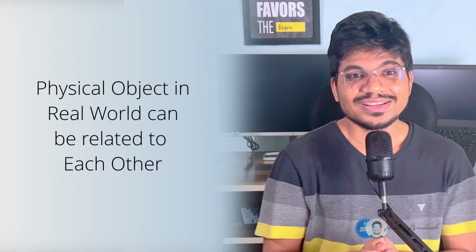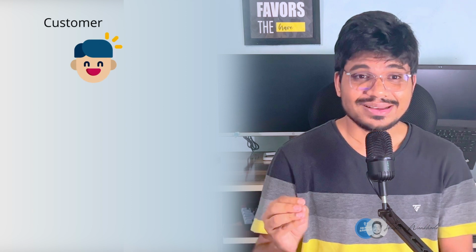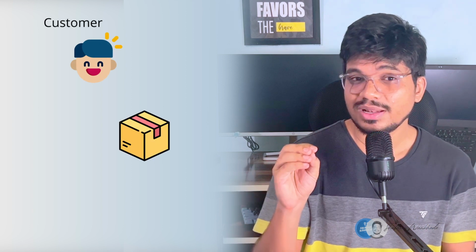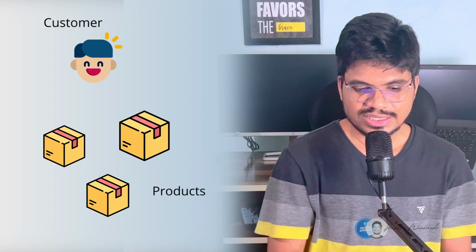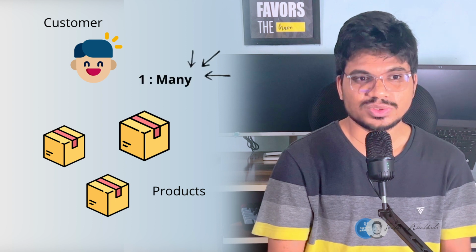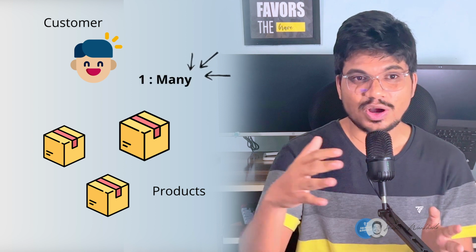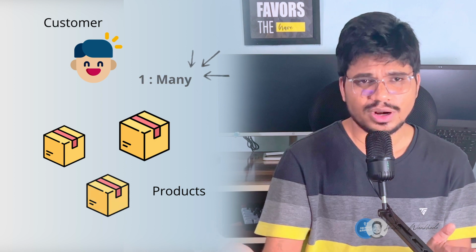To take an example, let's say that I am a customer and I am going into any shop. As a customer, I can order multiple products, right? So here we can see there is a one-to-many relationship. A single entity, a person, is placing an order for multiple products.